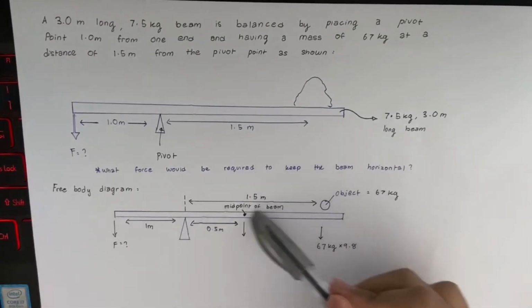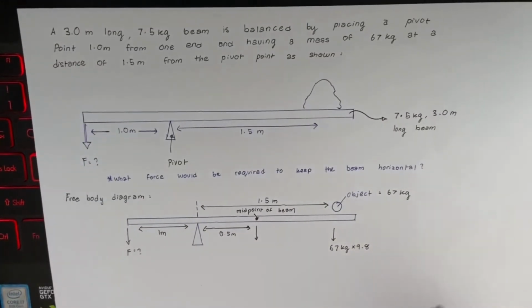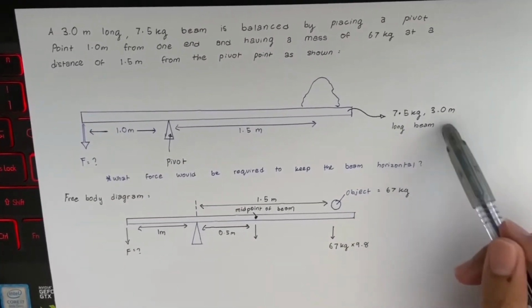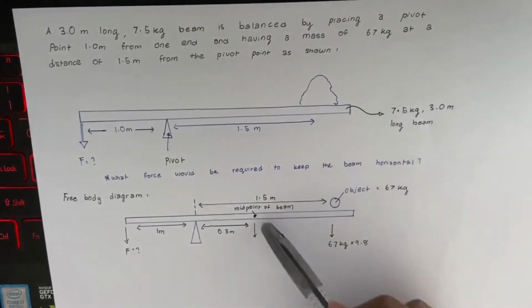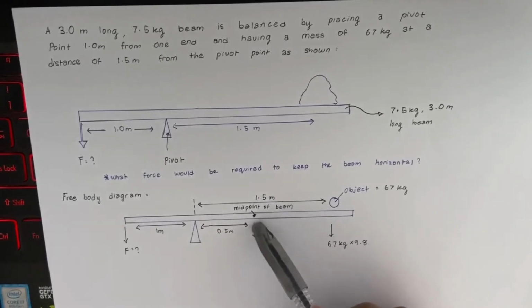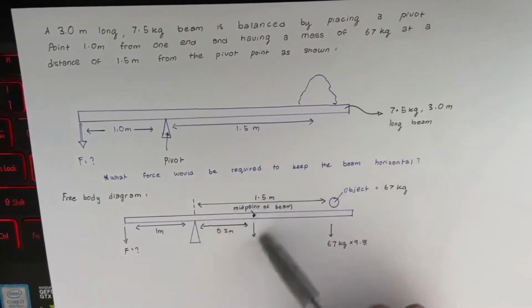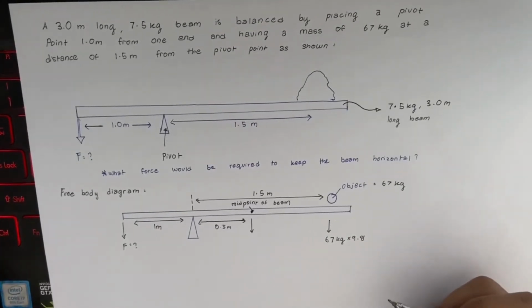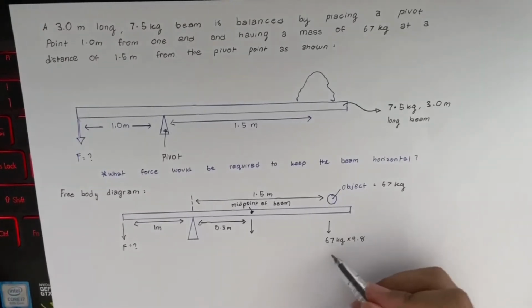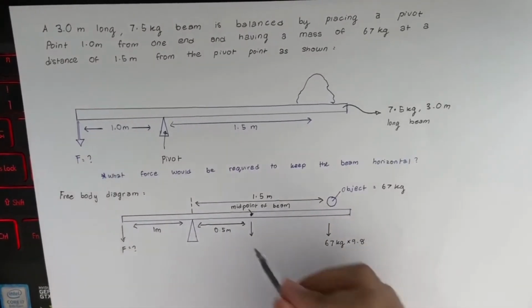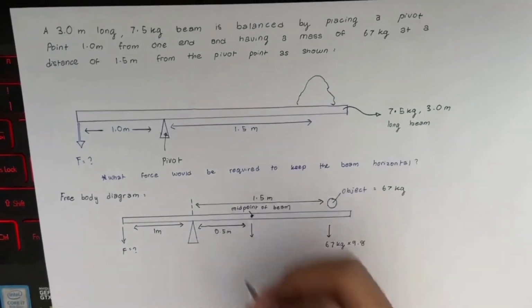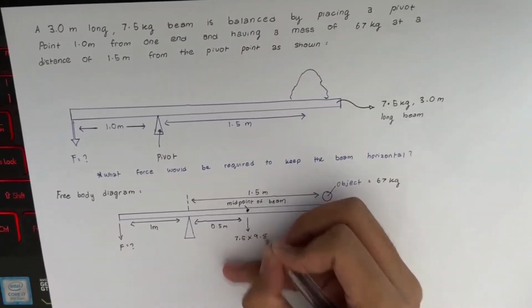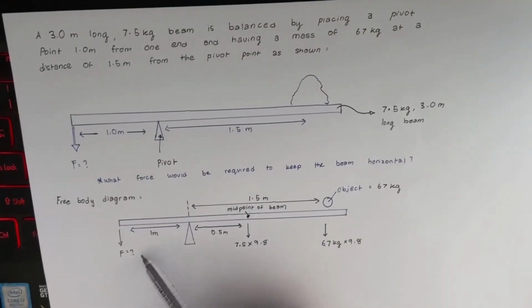Another thing we should know is that if the question gives us the length of the beam and the weight of the beam, the force acting on the beam should be at the middle, so we put another arrow here. After that we find the value of force acting at every arrow. The one at the right is 67 kg times 9.8. The one at the middle is 7.5 times 9.8, and the left one we don't know the value yet.